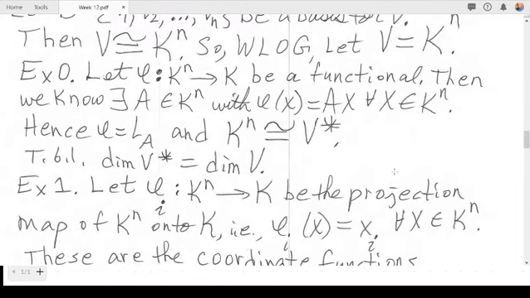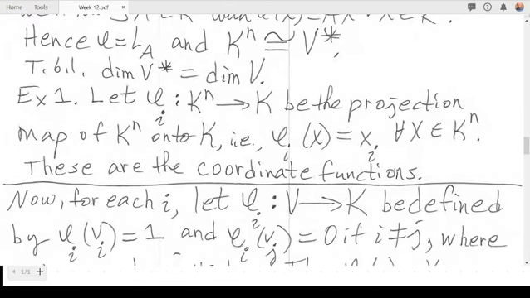We find that if a is a vector in K^n, with phi of x equal to a·x for all x in K^n, then we note that phi equals L sub a, and now K^n is isomorphic to V star. Theorem 6.1 tells us that the dimension of V star is the same as the dimension of V.